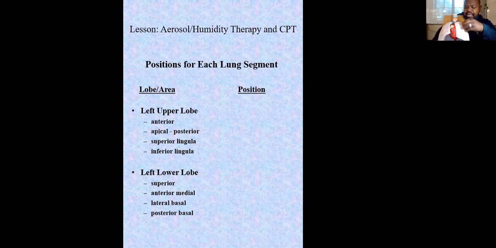You might not remember exactly where on the lung it is, you just need to know what segments are in which lobes, okay? And it's going to pretty much tell you how to drain it. So then the left lower lobe has, again, the superior, anterior medial, lateral basal, and posterior basal, okay?